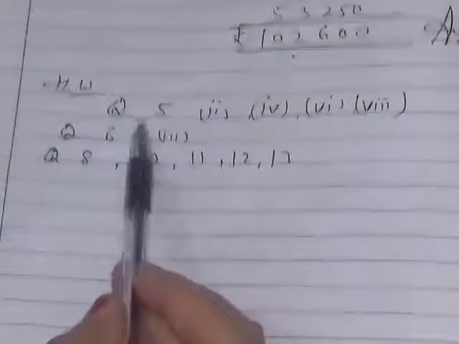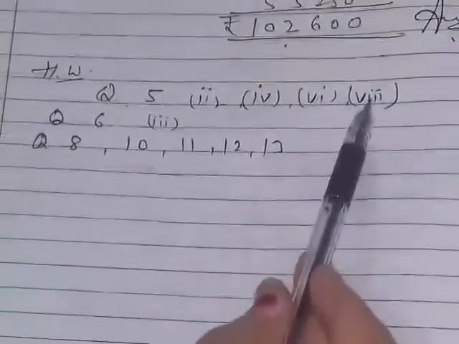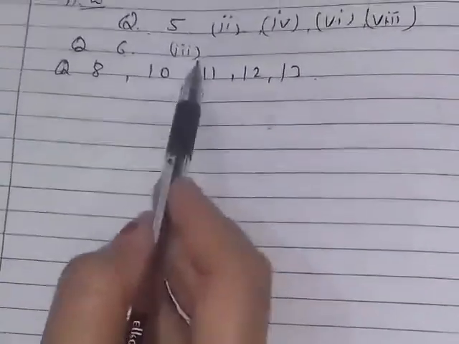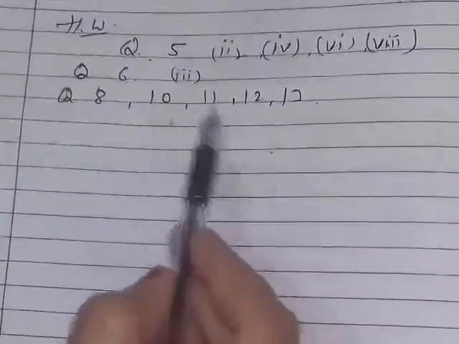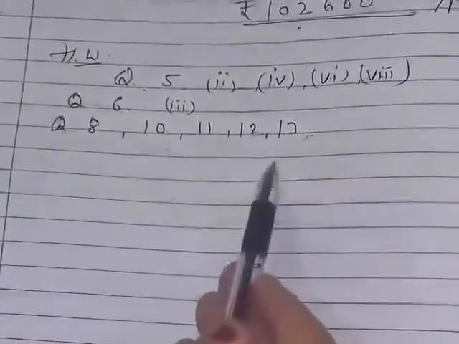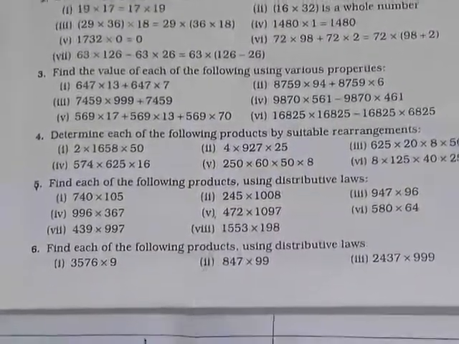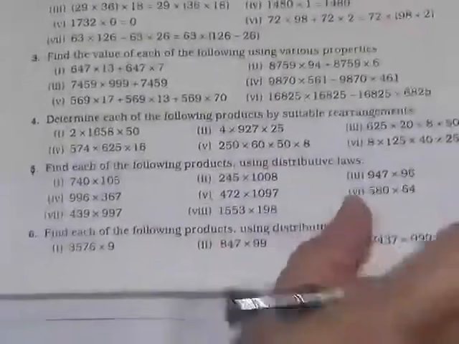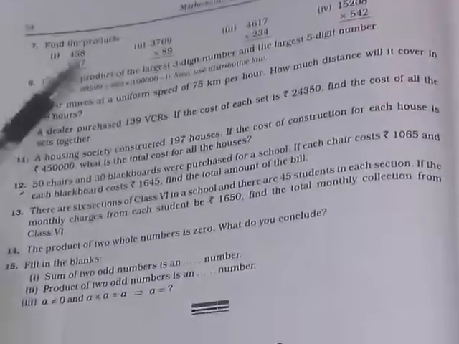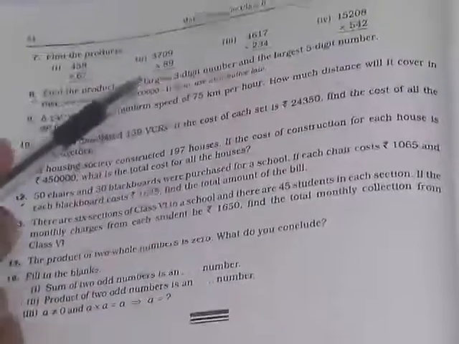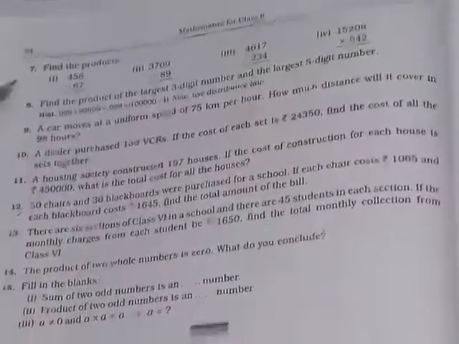Now this is your homework. Question number 5, 2nd, 4th, 6th and 8th parts, and question number 6, 3rd part, question numbers 8, 10, 11, 12 and 13. So have a look at the exercise. This is question number 5 and 6, and then next, question number 7 is the simple product. You can do it in your practice notebook for practice.